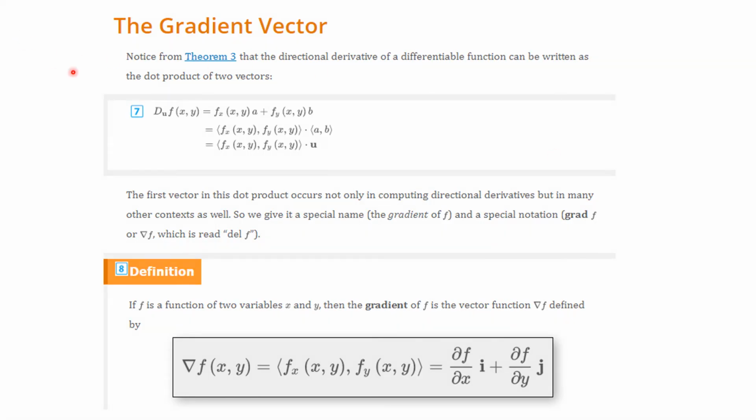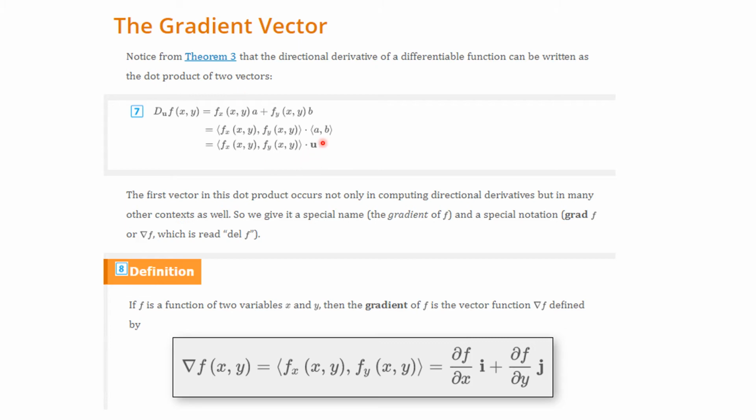Now, before I talked about there seemed to be an emerging dot product, and in fact we codify this by defining what's known as the gradient vector. This is very important, so please pay special attention to this. Okay, so in that theorem we talked about the directional derivative of a differentiable function could be written as a dot product of two vectors. And here are the two vectors.